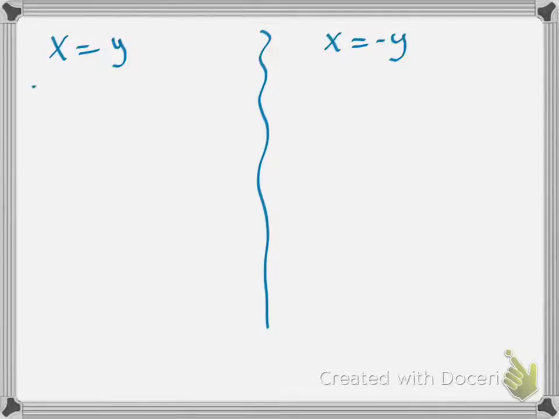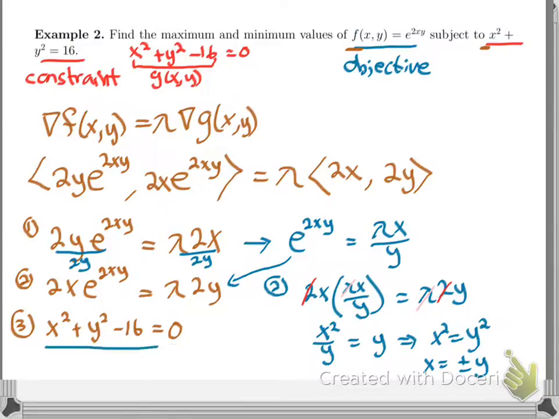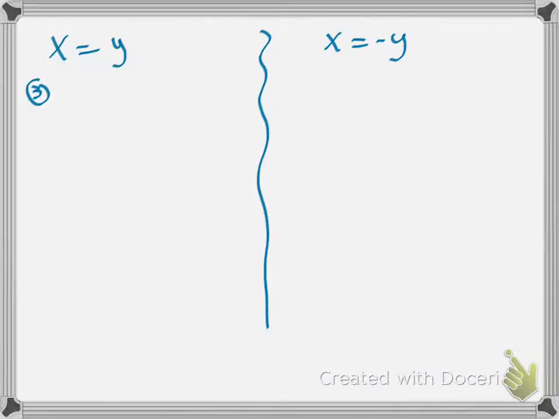Okay, so that's what I'm dealing with, and I want to look at my third equation. I go back and look at it, and I have x squared plus y squared minus 16 equals 0. And if I plug in my x equals y, this will become y squared plus y squared minus 16 equals 0.